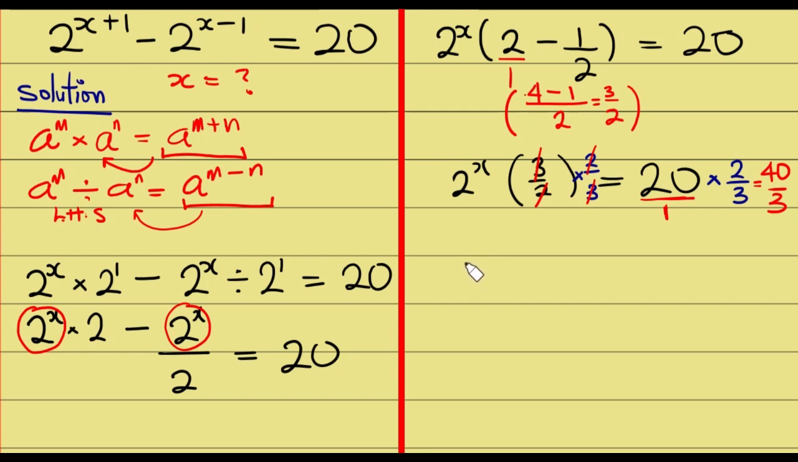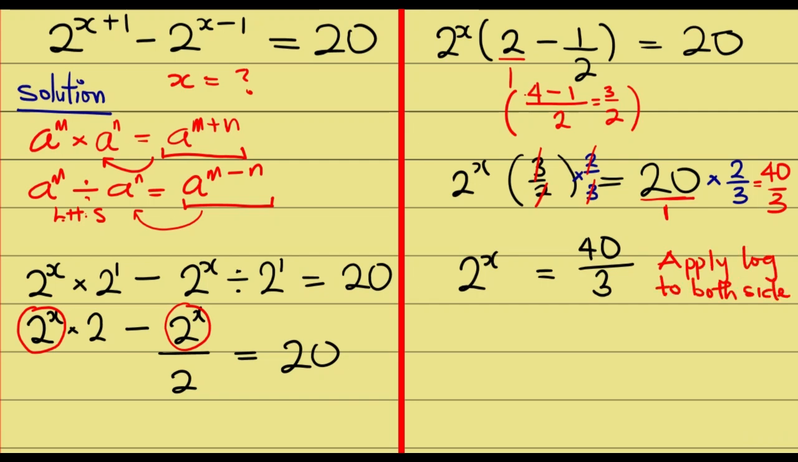So I have 40 all over 3 here. However, at the end of the day, I'm going to have 2 raised to the power of x, and this is just equal to 40 over 3. At this point, I can now apply log to both sides of the equation. This now becomes log of 2 raised to the power of x equals log of 40 over 3. Put this in brackets to make it easy.